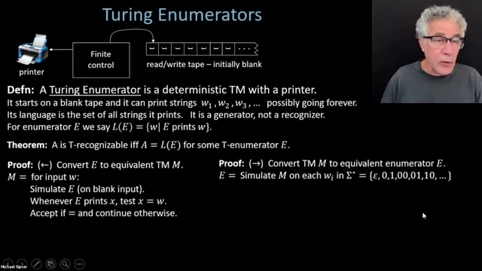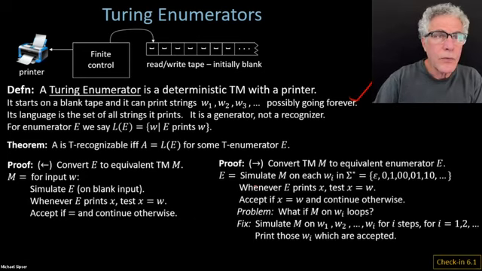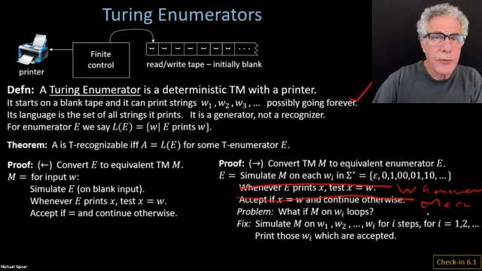You run on all of them, and whenever M accepts, then print W.